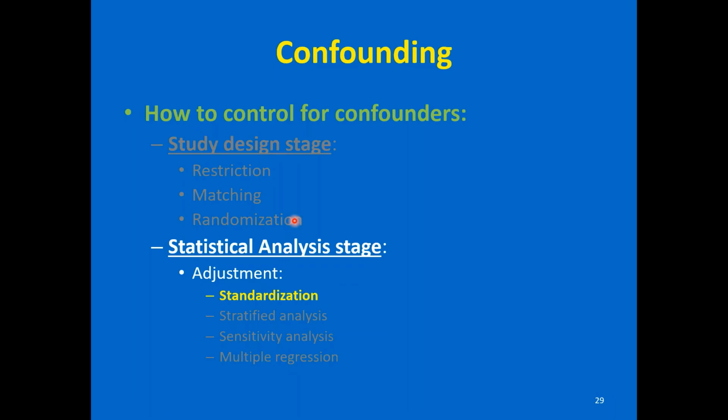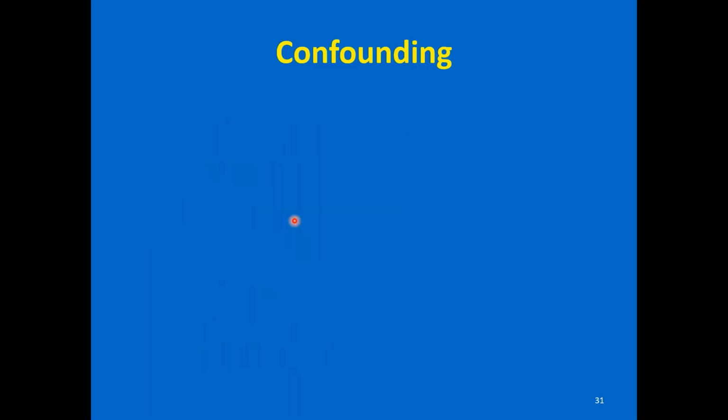Adjustment can also be done at the statistical analysis stage to control for confounders. Now, you may have missed it, or the study design is not appropriate to control for confounders using the three design stage methods, which are restriction, matching, and randomization. So what you can do is standardization, which is beyond the scope of this talk, or you could do stratified analysis.